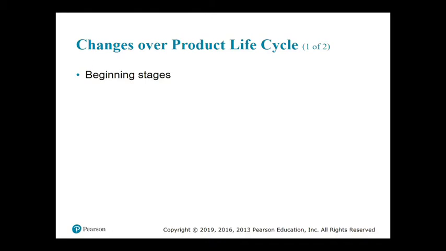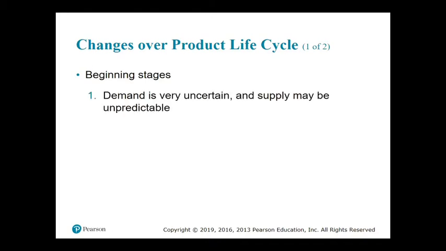So I already mentioned the notion of changes over the life cycle of a product. So depending on where this product is on its life cycle, it can have very different characteristics. And as a result, it requires different supply chain configurations. So in the beginning stages, demand tends to be very uncertain, and supply may be unpredictable.